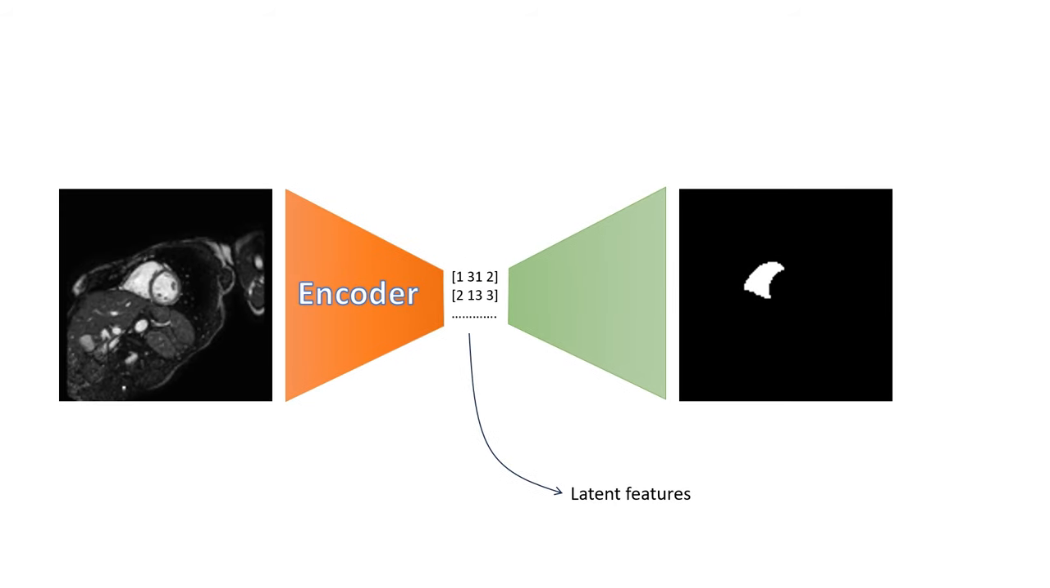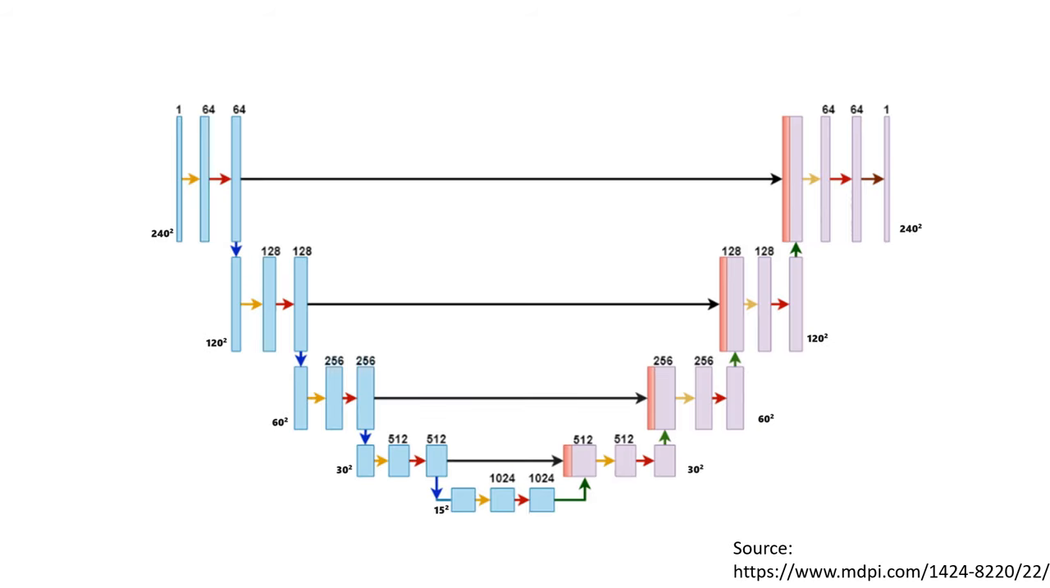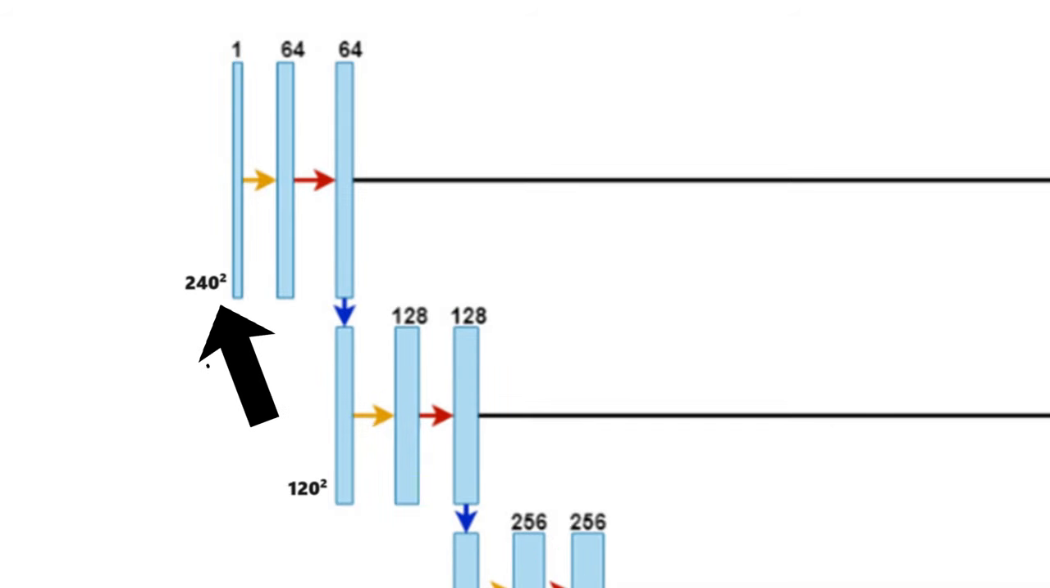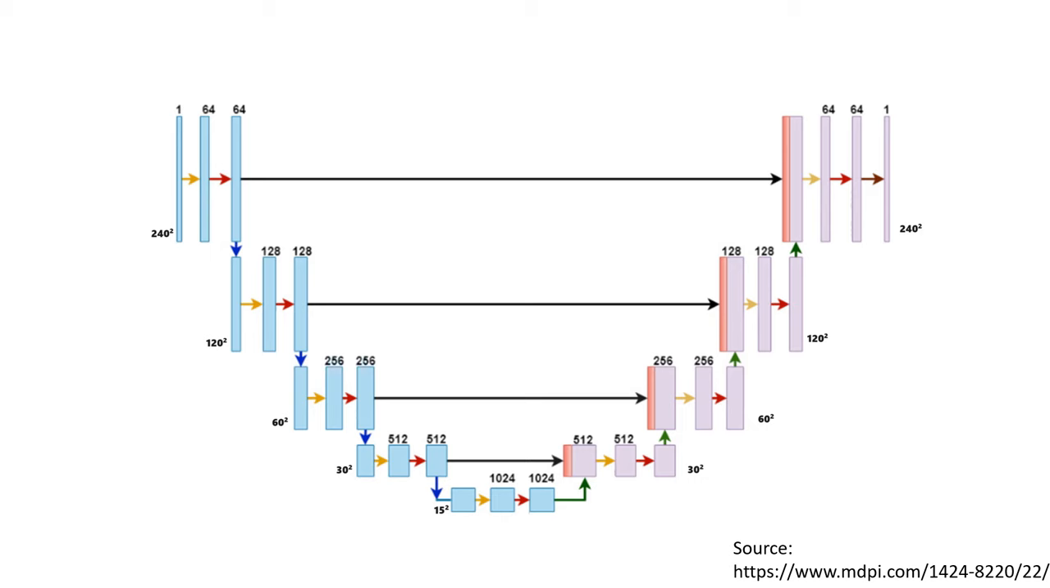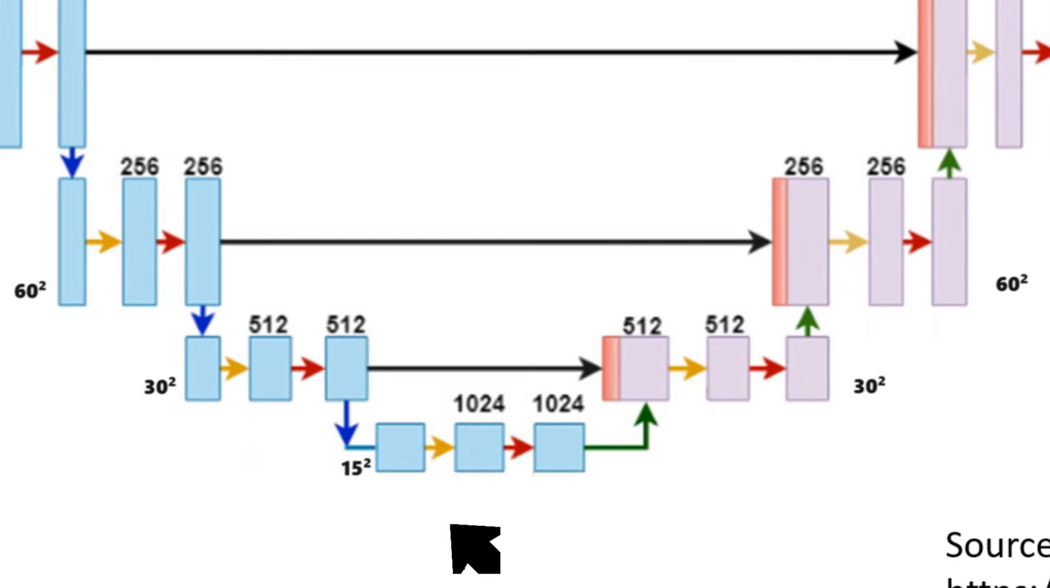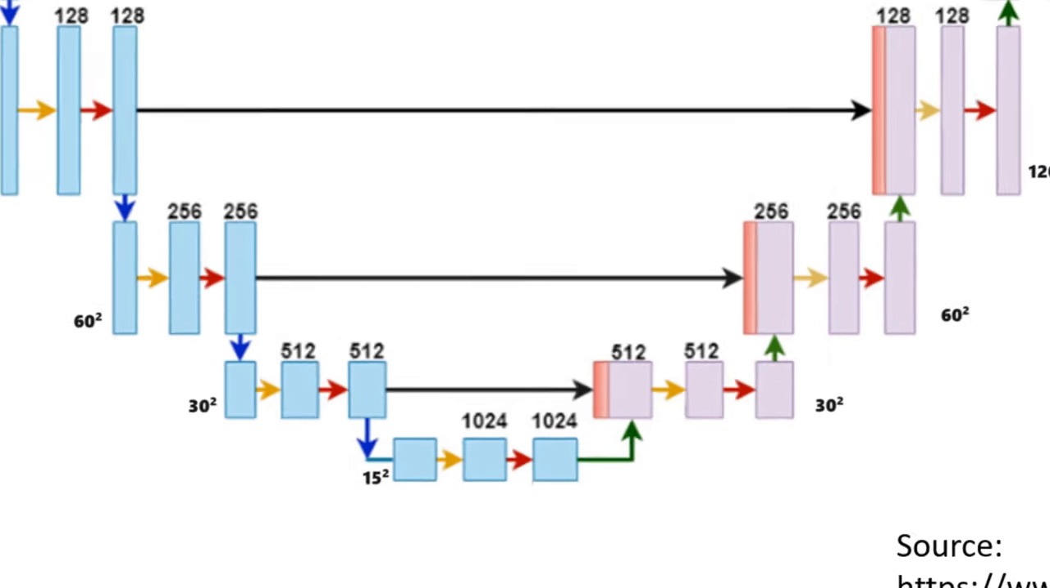UNETs can have a lot of variation, but we'll take this example to understand the basic structure of UNET. UNET takes an image of, say, 240 x 240, which makes 57,600 features, and then encodes it or distills it down to 15 x 15, that is 225 features.